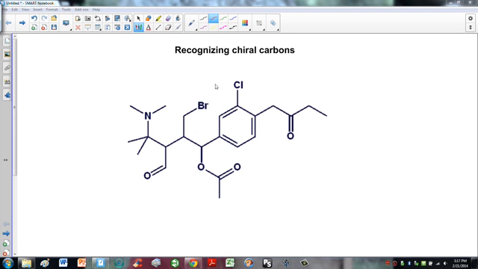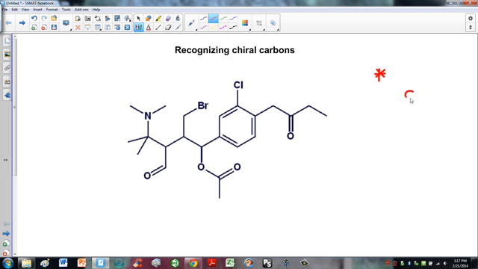Alright, so let's say I was to give you a molecule that looks like this, and I was to ask you, show me, by the use of an asterisk, where my chiral carbons are. Okay? When we talked about this before, we said that the first thing to do is to rule out all of the carbons that cannot be chiral.